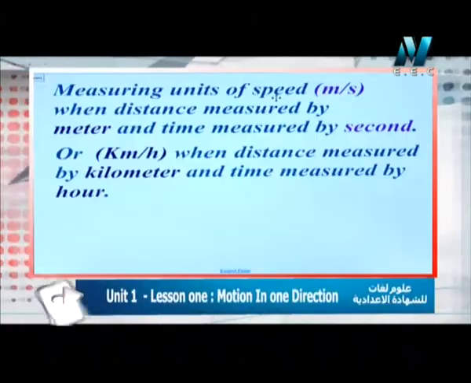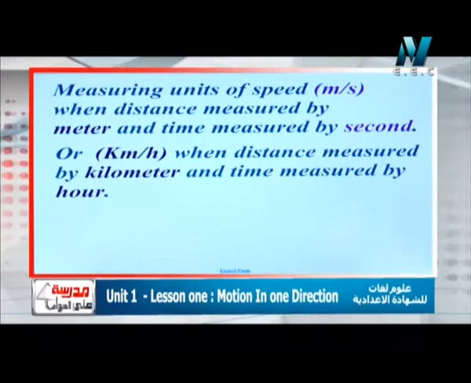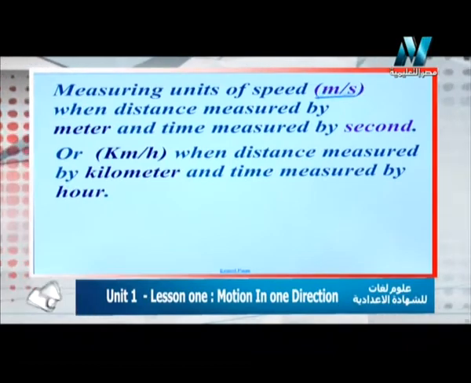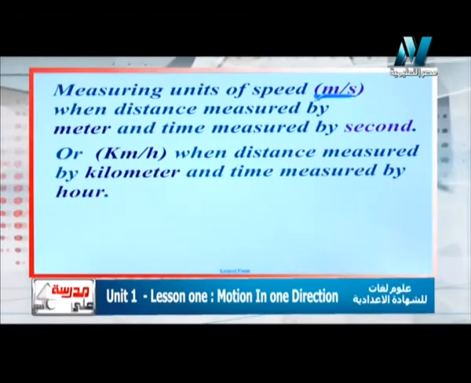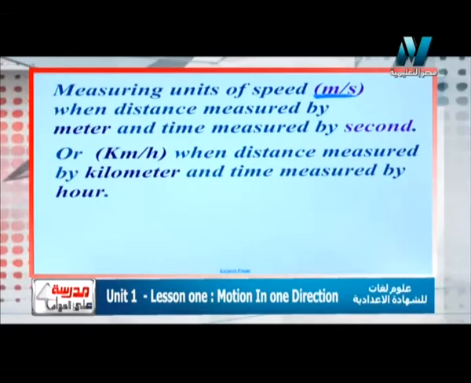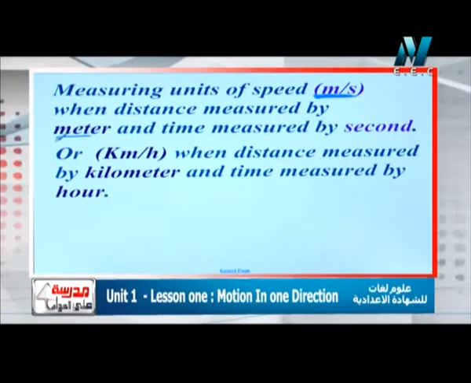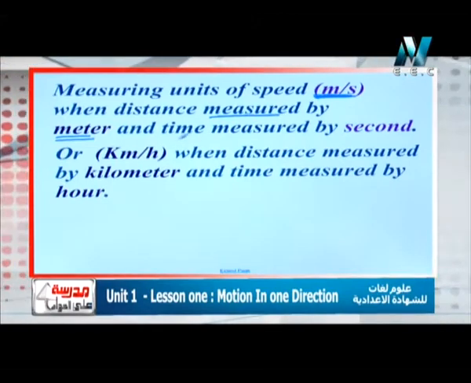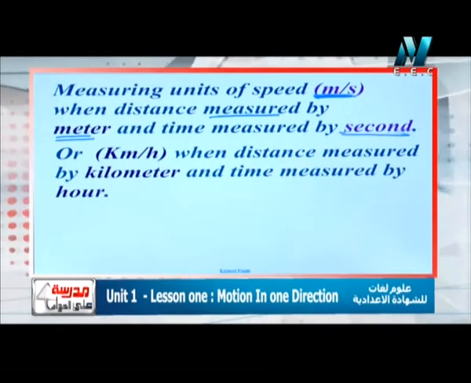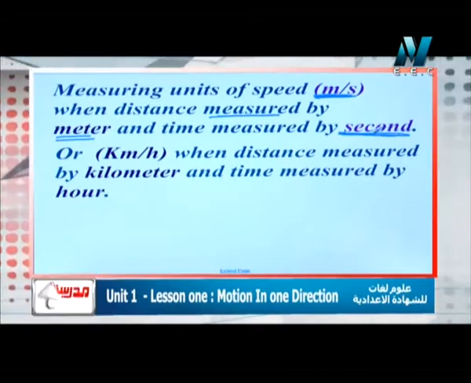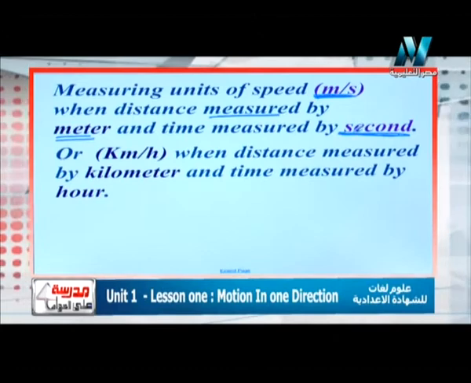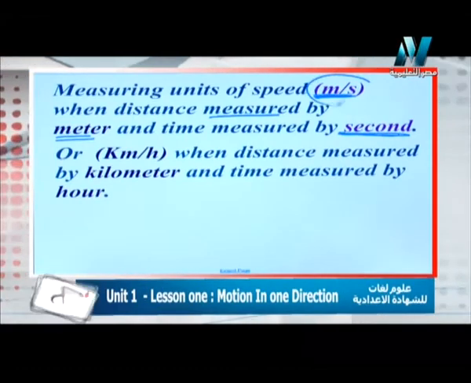So here on the monitor we have a measuring unit of speed as what here? As you see here in front of you, meter per second. When? When distance is measured by meters, and time is measured by what? Measured by seconds. Okay? So if the distance is in meters and time in seconds, we have the measuring unit of speed as meter per second.